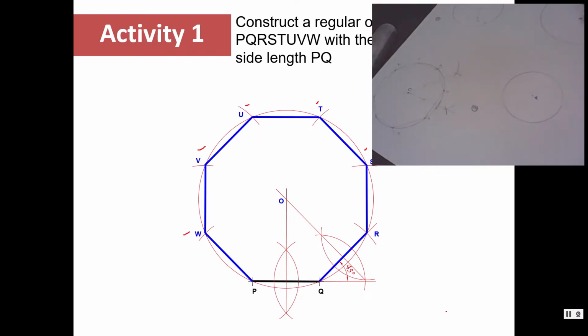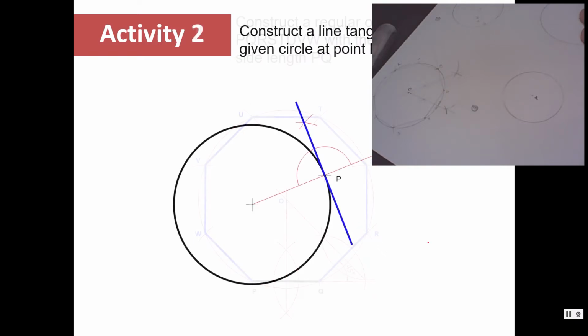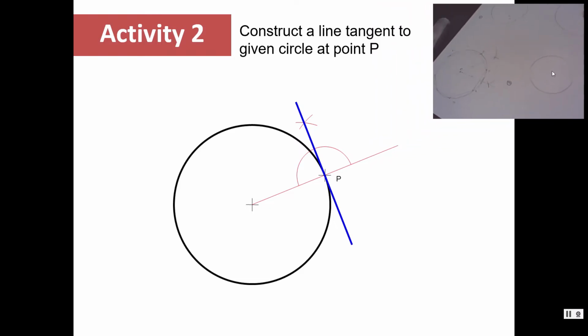Okay, so now we are going to move to the next activity, which is activity 2. In this activity, what you need to do is to construct a line tangent. Okay, so what does it mean by a tangent? A tangent is a line that is going to touch one point of the circle. So construct a line tangent.